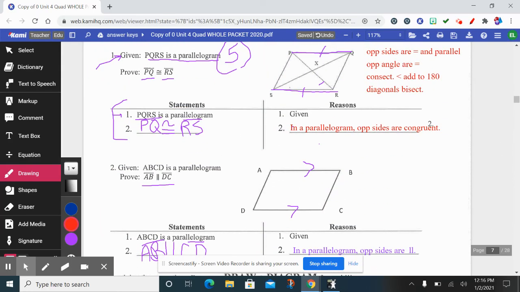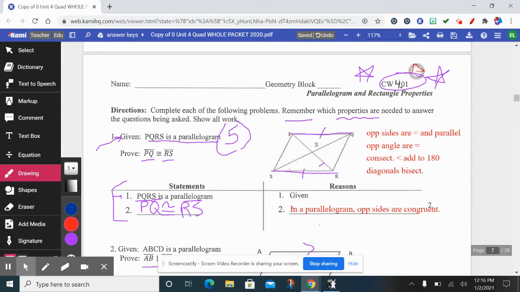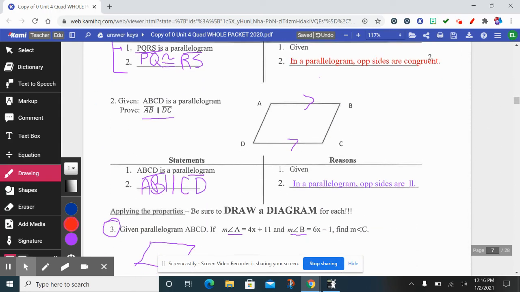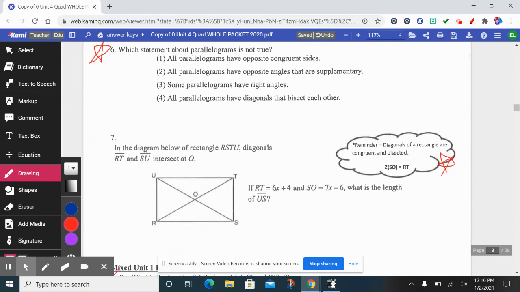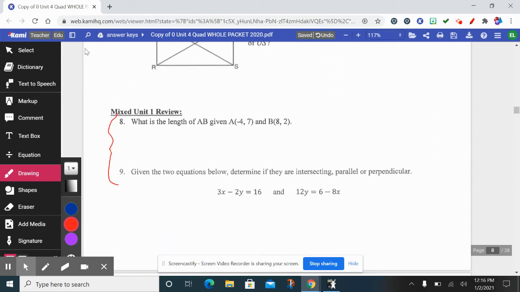So again, if you could be finishing here, classwork 4.01. I did the first couple with you. Right? 3 and 4 I kind of helped you out with, and finish through question 9. Thank you.